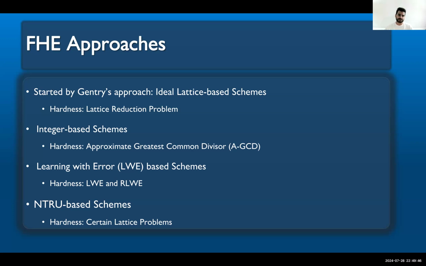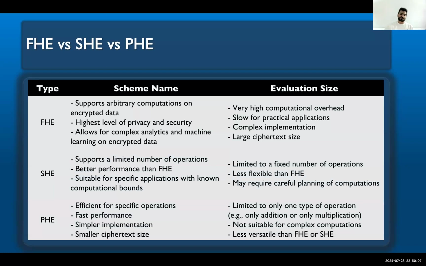But there are other types of hardness, such as AGCD or LWE and ring LWE, which is a variant of LWE, and NTRU based, which is somehow related to ideal lattice-based schemes. And this is a table that summarizes the differences between FHE and some SHE, somewhat homomorphic encryption, and partially homomorphic encryption, that I described in detail in previous slides.